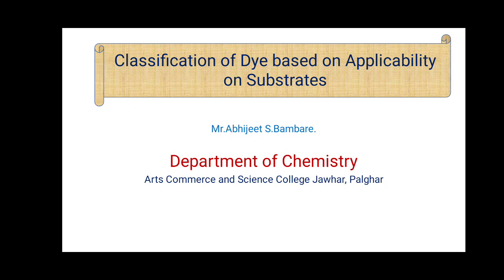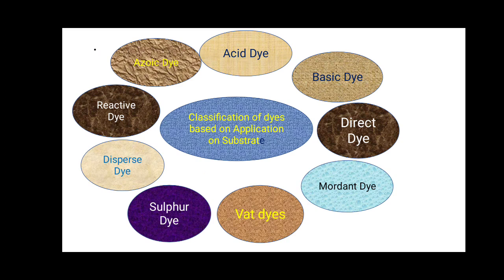In the last video we discussed classification of dye based on application and their dyeing method, that is direct dyeing, wet dyeing, etc. Today we are going to learn classification of dye based on applicability on the substrate. Here substrate is any textile material; it may be leather, any fabric material, any plastic material, etc. Let's move.